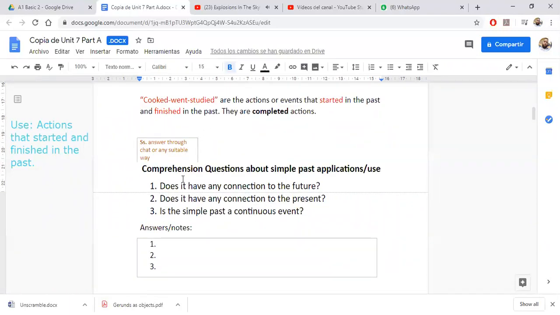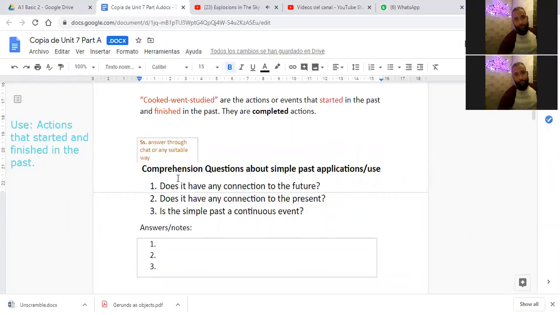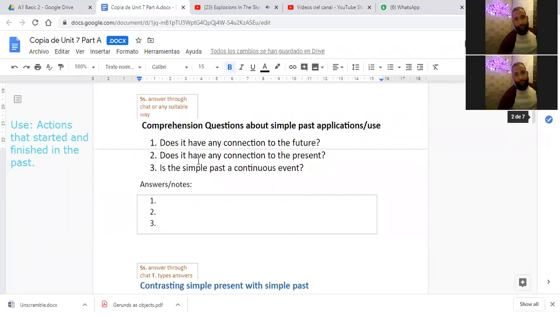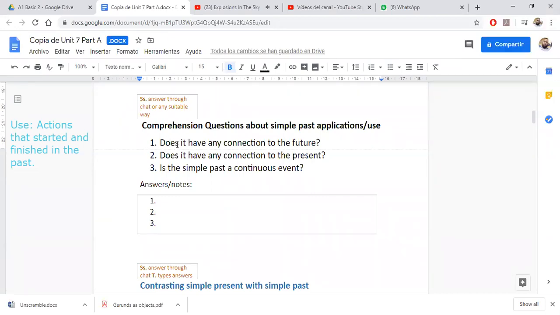Now, we had some examples. We read these. Now, let's go over the questions. Comprehension questions about simple past applications and use. So, does the simple past have any connection to the future? Write your answers in the chat and let me see. Guys, microphone. So write in the chat. Guys, does the simple past have any connection to the future? That's the question. Answer that in the chat.